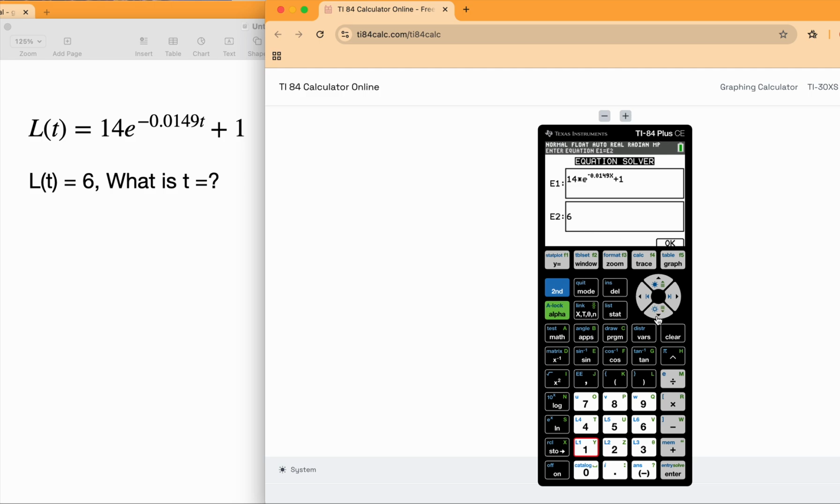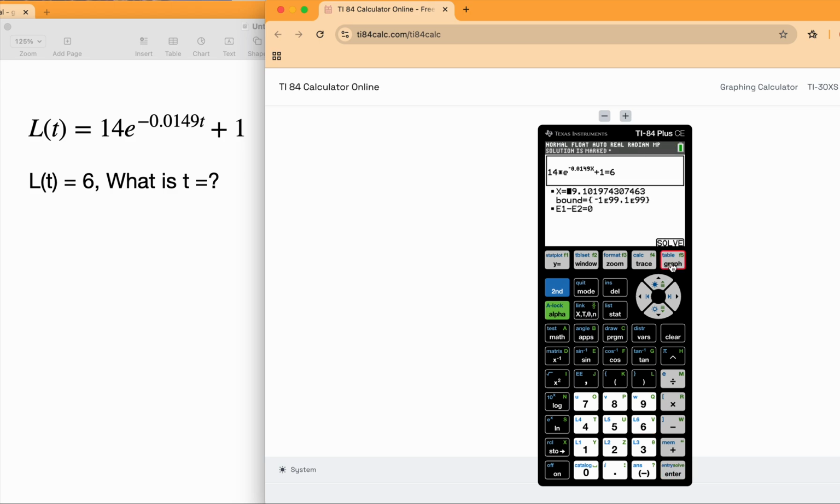And then input 6. So double check we didn't input the wrong number: 14 times e to the negative 0.0149t plus 1. Okay, then enter.